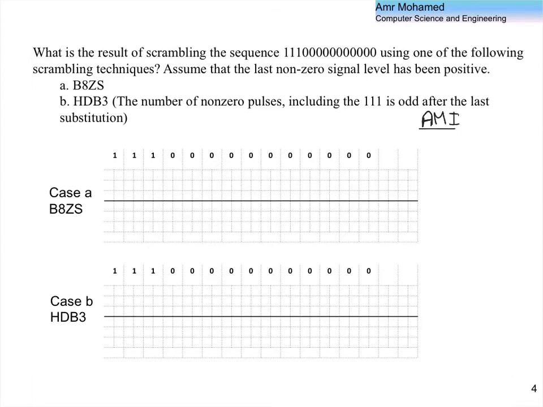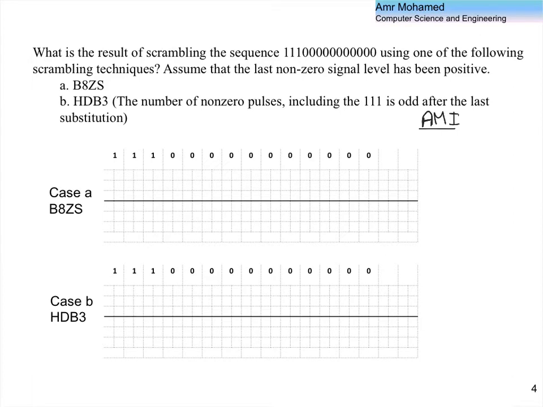That's good. However, zero voltage for a long period of time causes lack of self-synchronization, right? So we will introduce scrambling to the AMI to try to solve the issue of self-synchronization. Hence, of course, enhance the error recovery or error probability.